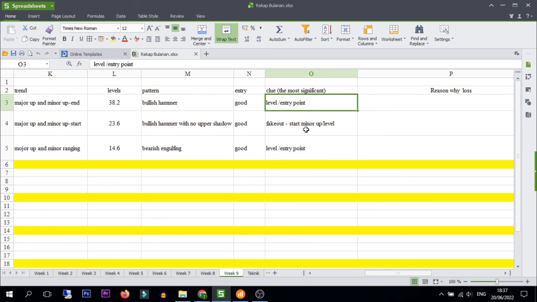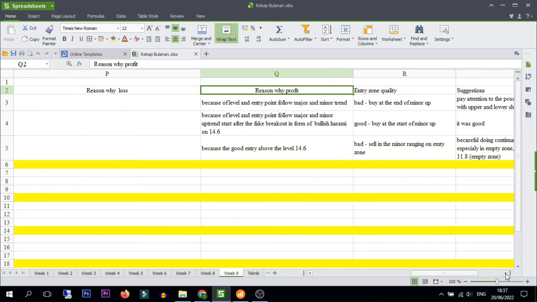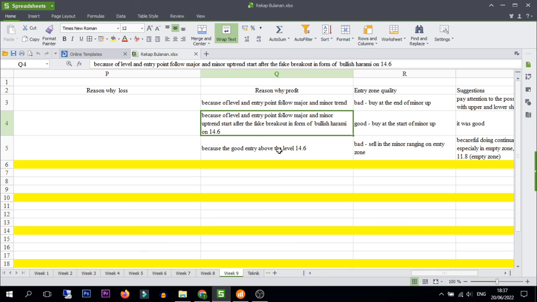So two entry points are very helpful to get a profit. And the second one was the start of the upcoming trend. Okay, this is the fake out also, and number one is not a good zone. And the reason why it's profit is about number one, because of the level and entry point. Okay, something like that.